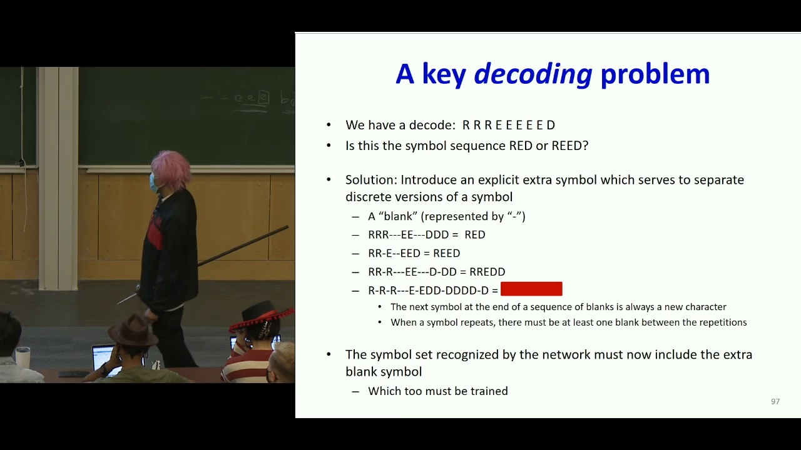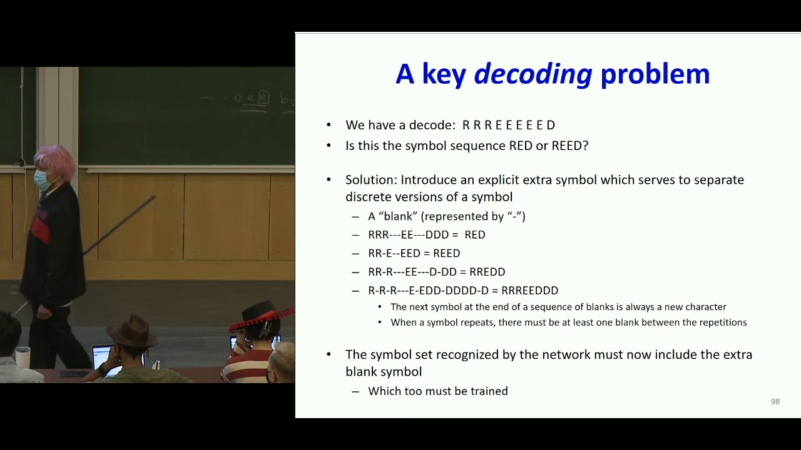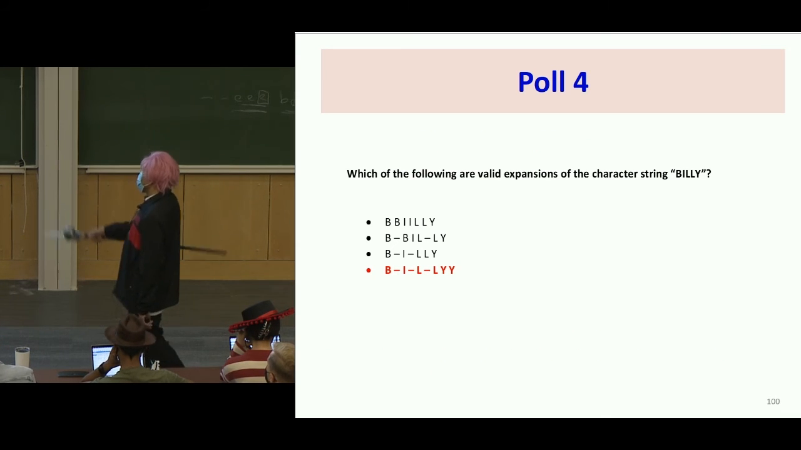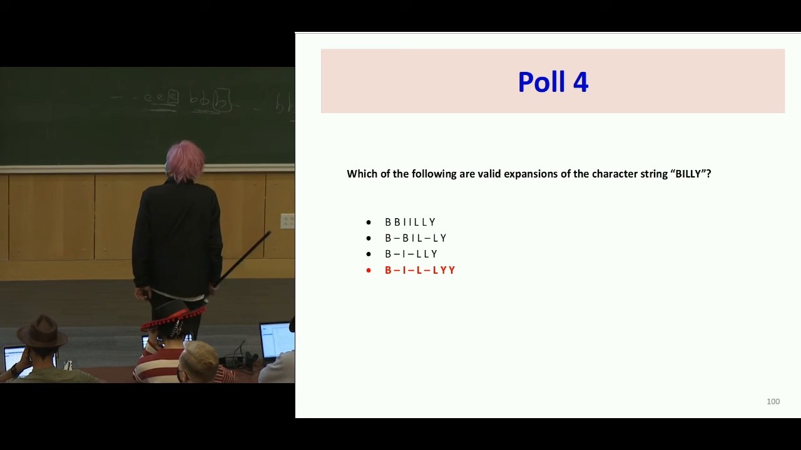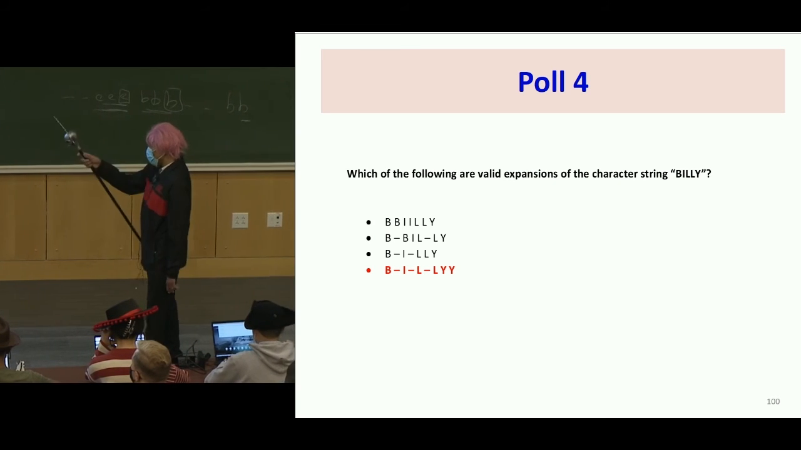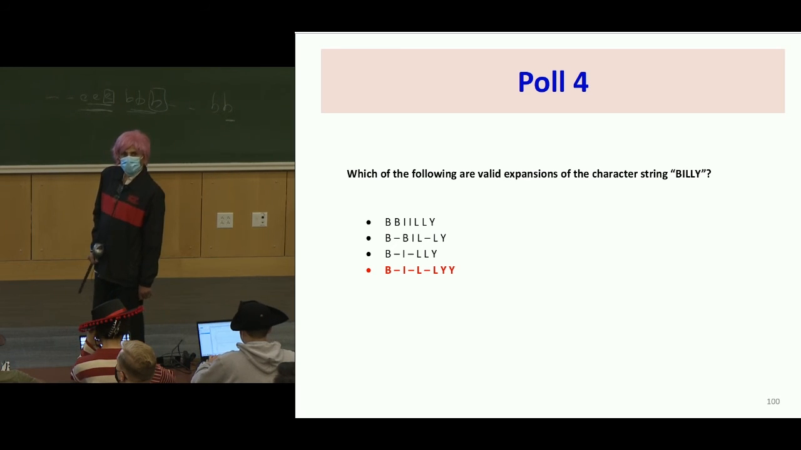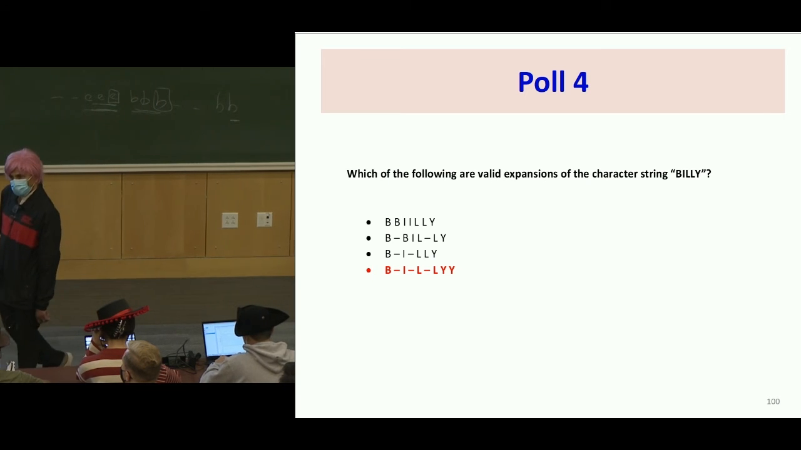That's correct, right? That's what it's going to be, 3 R's, 2 E's, and 3 D's. So you see how the blank works. I'll skip this poll again. But here again, which of the following are valid expansions of the character Billy? Only the last one is a valid expansion of Billy, as you can see, because the rest of them are going to lose a character. There are 2 L's, right?